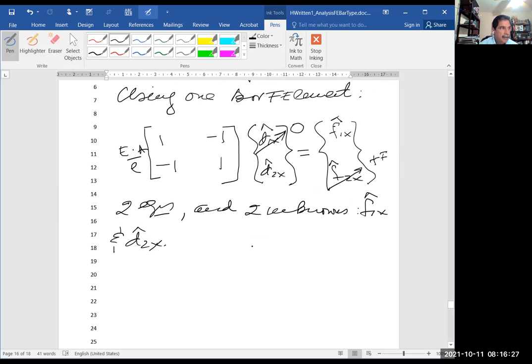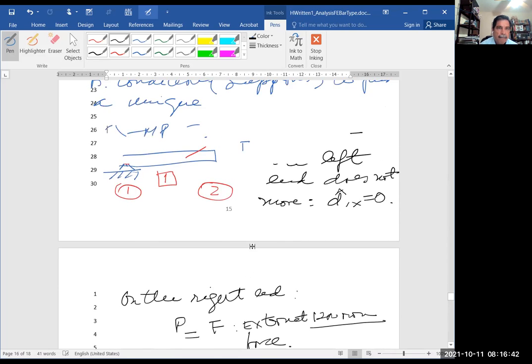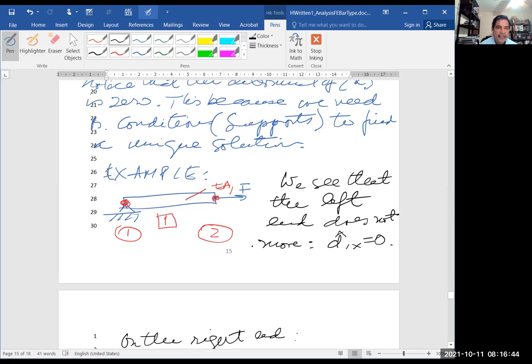Now, is there a question? Yes, Nevares, go on. Why do we have the same stiffness matrix? Because we have one single element. This is the system that we want to analyze, right?